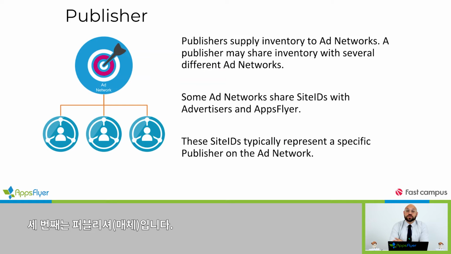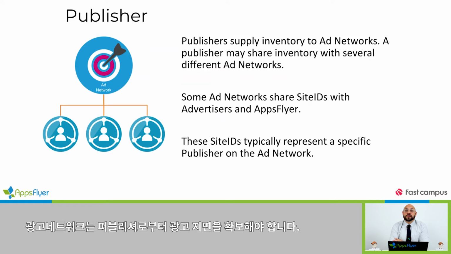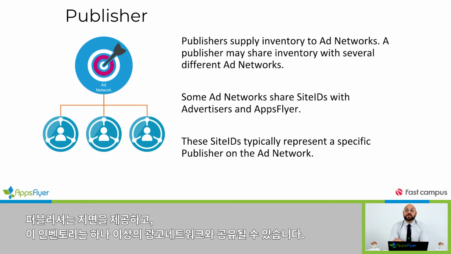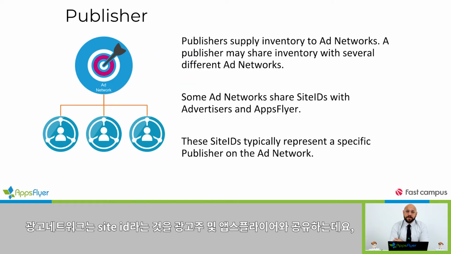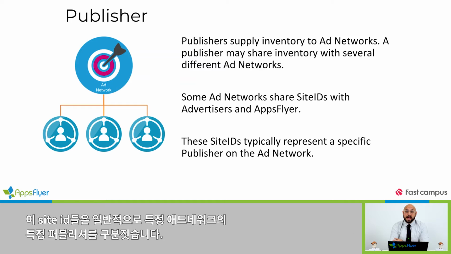Next, we have the publisher. Ad networks need to receive inventory from publishers. Publishers supply inventory to ad networks, and a publisher may share inventory with several different ad networks. Some ad networks will share what are called site IDs with advertisers and AppsFlyer, and these site IDs typically represent a specific publisher on an ad network.